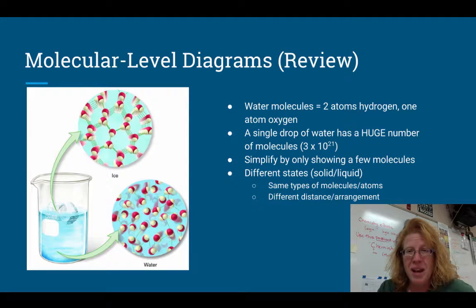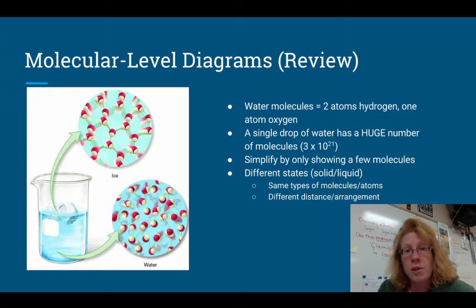That number there, 3x10^21, means 3 times 10 to the 21st. That's how we say that. We haven't talked about scientific notation, but if you wanted to write that out, it would be a 3 with 21 zeros after it. So just an obnoxiously large number of molecules in a single drop of water.